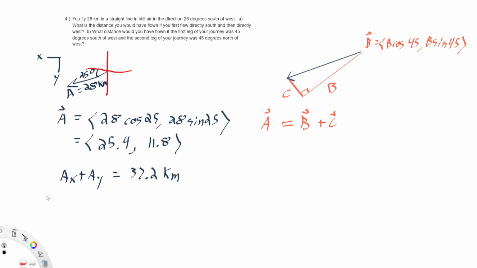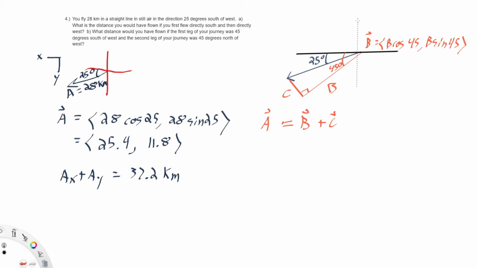Yeah, Casey, I can definitely do that. So here, in black is our original x-axis. Our original flight plan was 25 degrees south of west, and our revised flight plan here was 45 degrees south of west. Does that make sense?